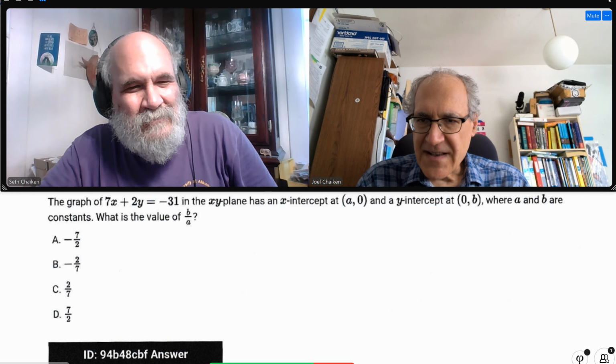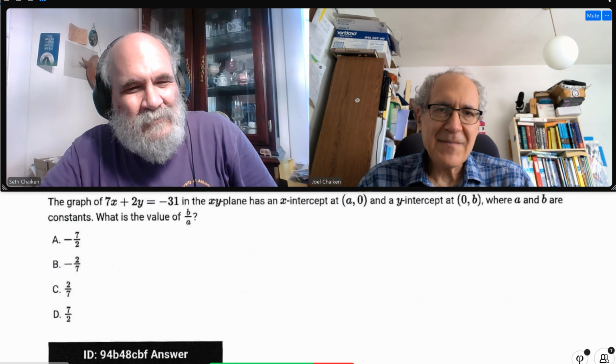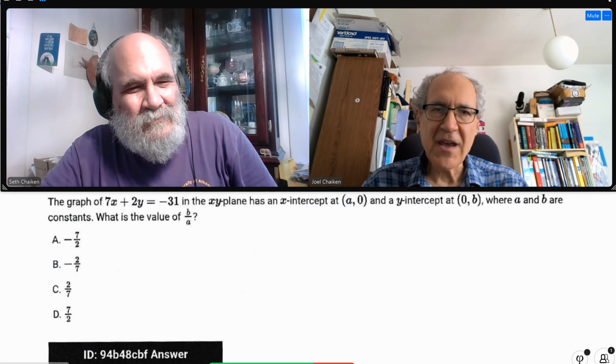The graph of 7x plus 2y equals negative 31 in the xy-plane has an x-intercept at (a, 0) and a y-intercept at (0, b), where a and b are constants. What is the value of b over a?